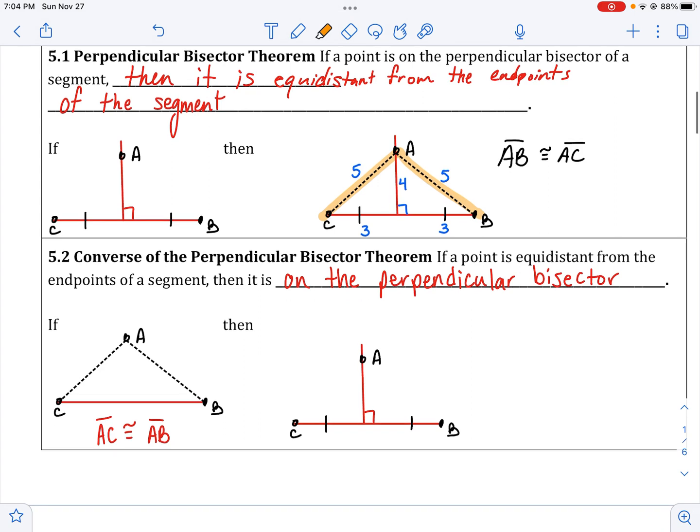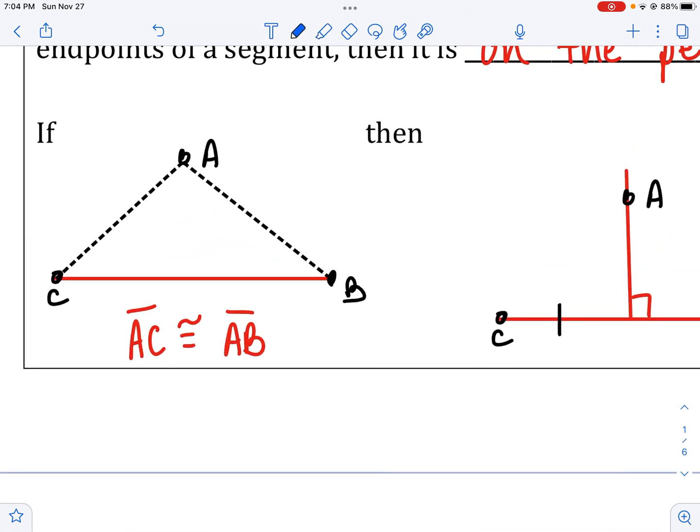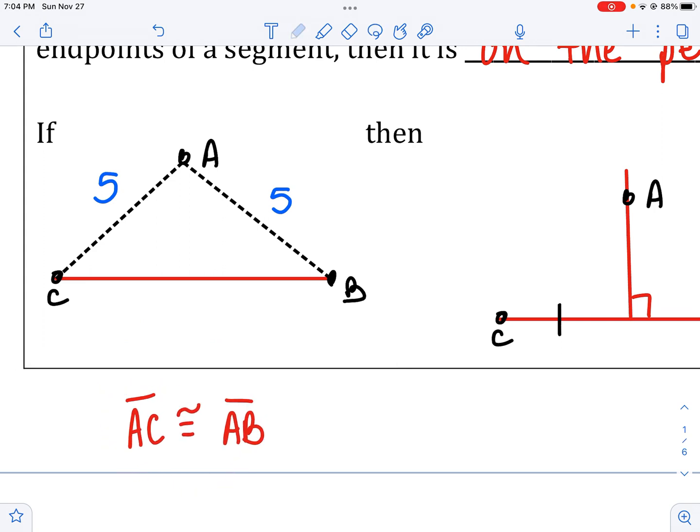And it works in reverse as well. The converse of the perpendicular bisector theorem, the opposite direction, says that if some point is equidistant from the endpoints of a segment, so maybe this is 6 units long, if A is equidistant from the endpoints of the segment, then it must be on the perpendicular bisector.